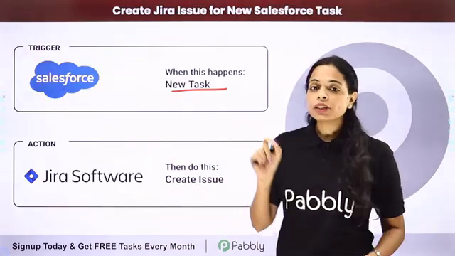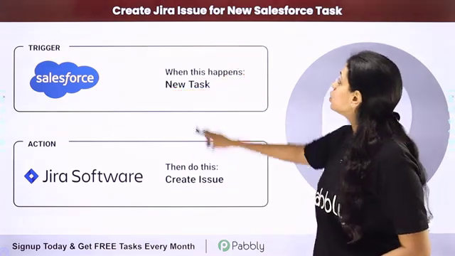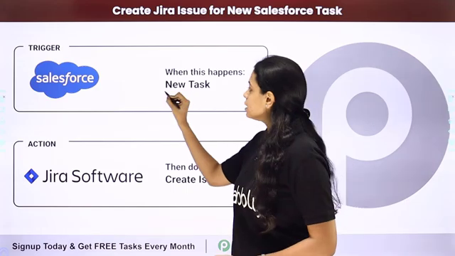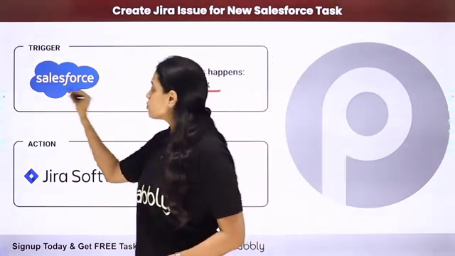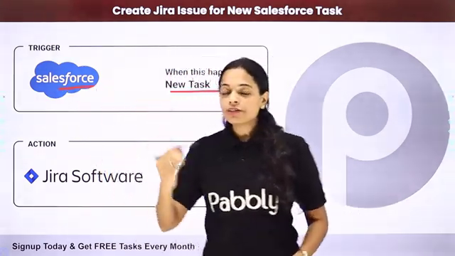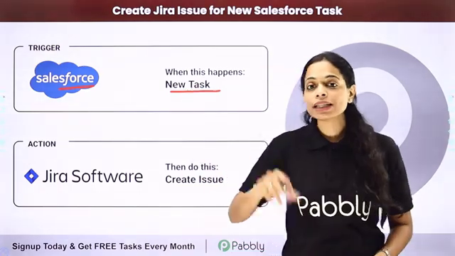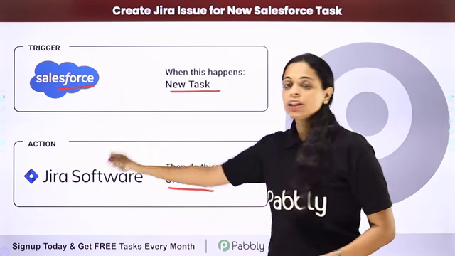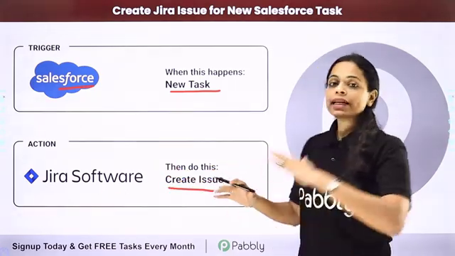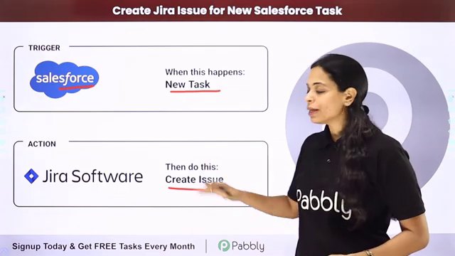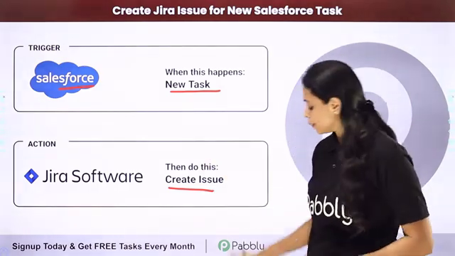Next is when you would want to create Jira issues for new Salesforce task. So every time there is a new task created in your Salesforce CRM, then with the information that you have used to create this task, automatically an issue would be created in Jira software. Now here it can be either created an issue or updated or deleted. That depends on the action that you wish to have here.